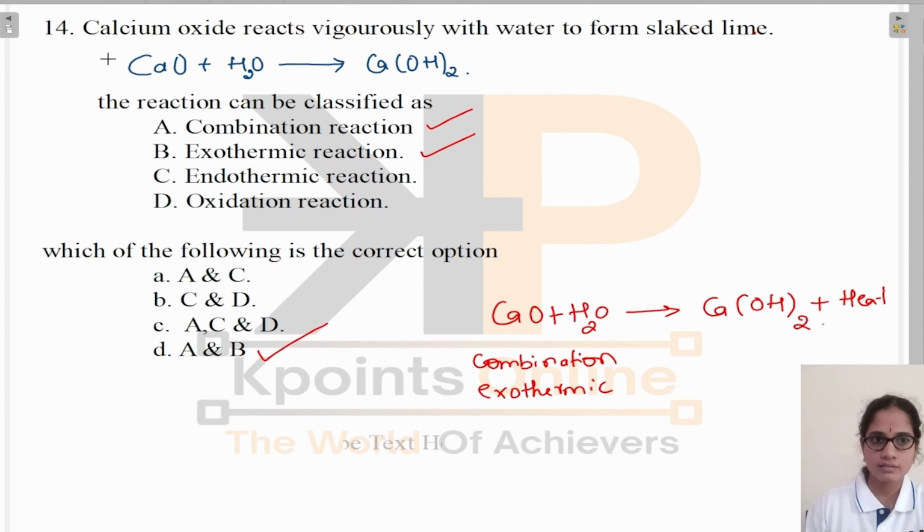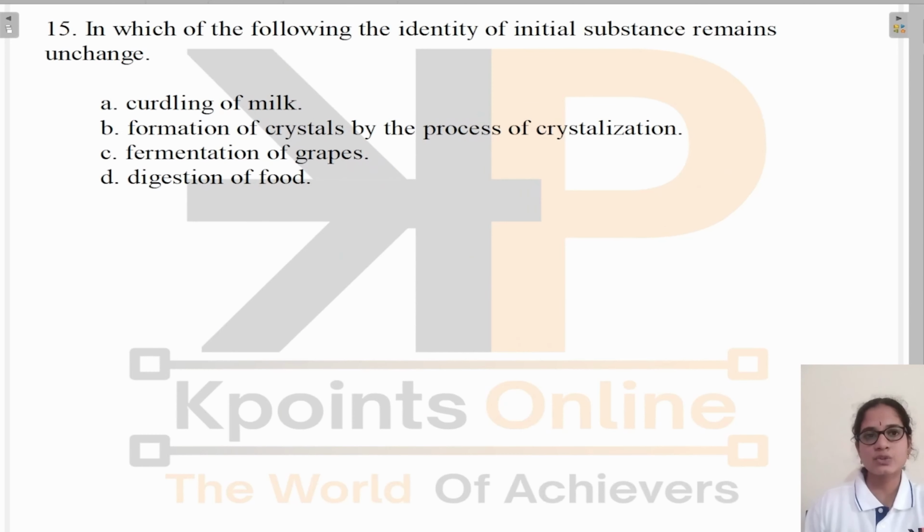So you have to check which type of reaction it is. Okay, then the last question of MCQs. In which of the following the identity of an initial substance remains unchanged? Means we have to find out whether it is a physical change or chemical change. Okay. Curdling of milk. Yes, the change will be here chemical. Chemical change means there is change in the identity.